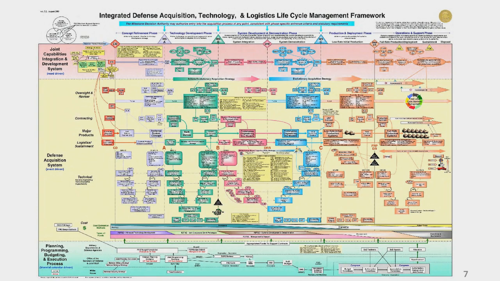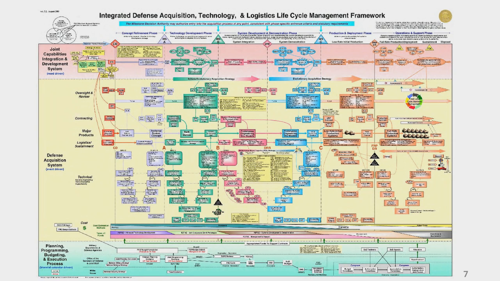Next slide. So, the acquisition technology and logistics lifecycle management framework. This chart, which is really impressive when you print it as a horse blanket and lay it across a table, provides a high-level graphic overview of the interaction between the components of the DOD acquisition system. As you can see, it's complicated.